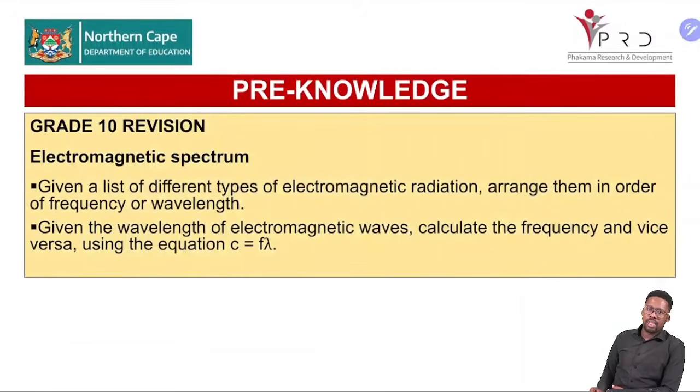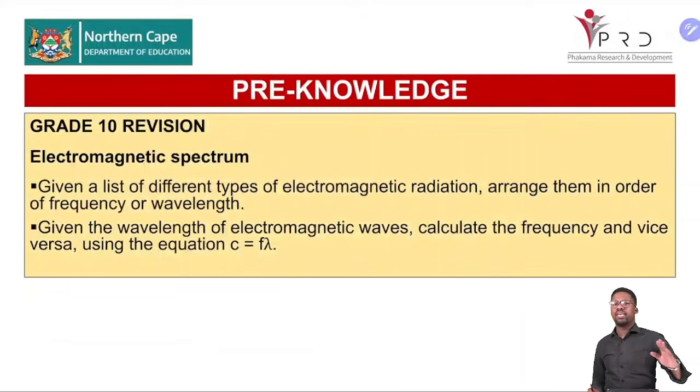Now, this topic started from grade 10. You did waves, particularly the section on electromagnetic radiation. You had an opportunity to classify electromagnetic radiation according to increasing wavelength or increasing frequency. There was an introduction of the photon, where you defined a photon as the quantum of energy. And we had to perform calculations of E equals hf or E equals hc over lambda.